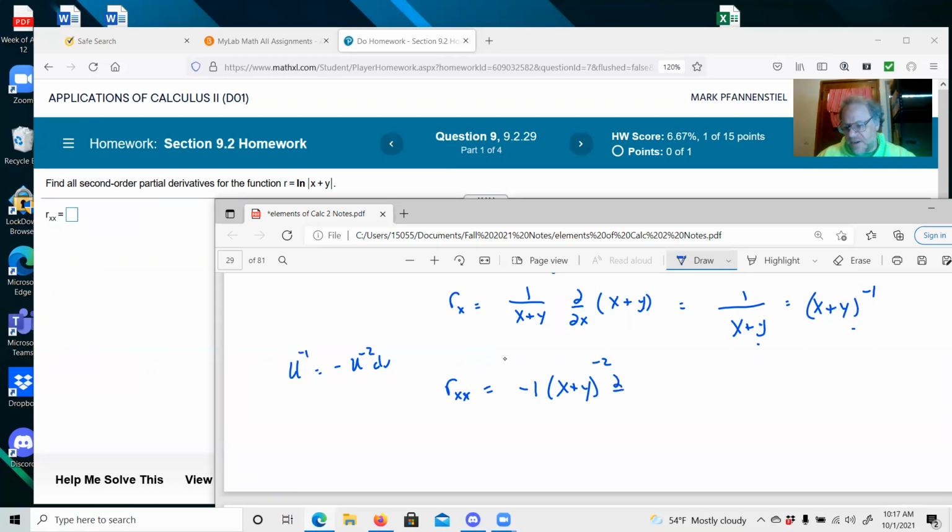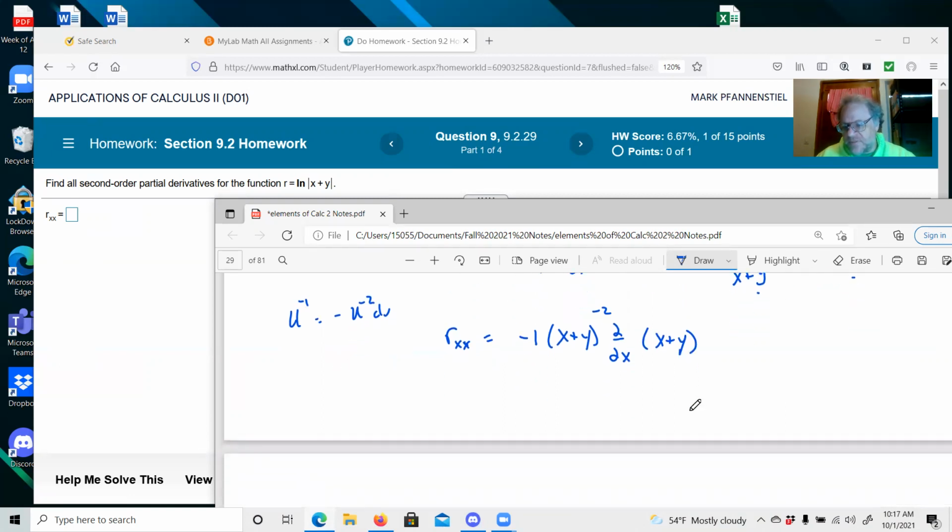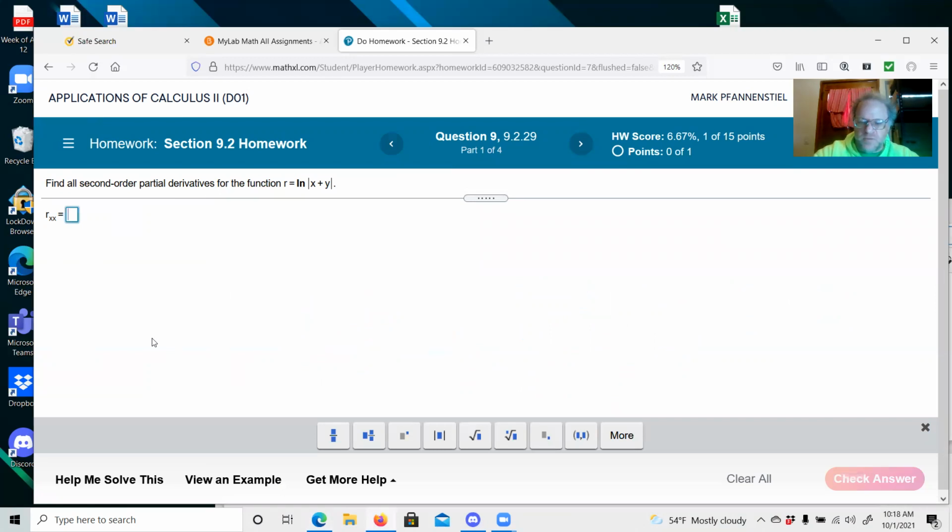So we need the derivative of the inside here, x plus y. And again, this derivative with respect to x is just 1. So this is going to be negative 1 over x plus y squared. And then the chain would be 1. So that would be my R double prime here: negative 1 over the quantity x plus y, squared.